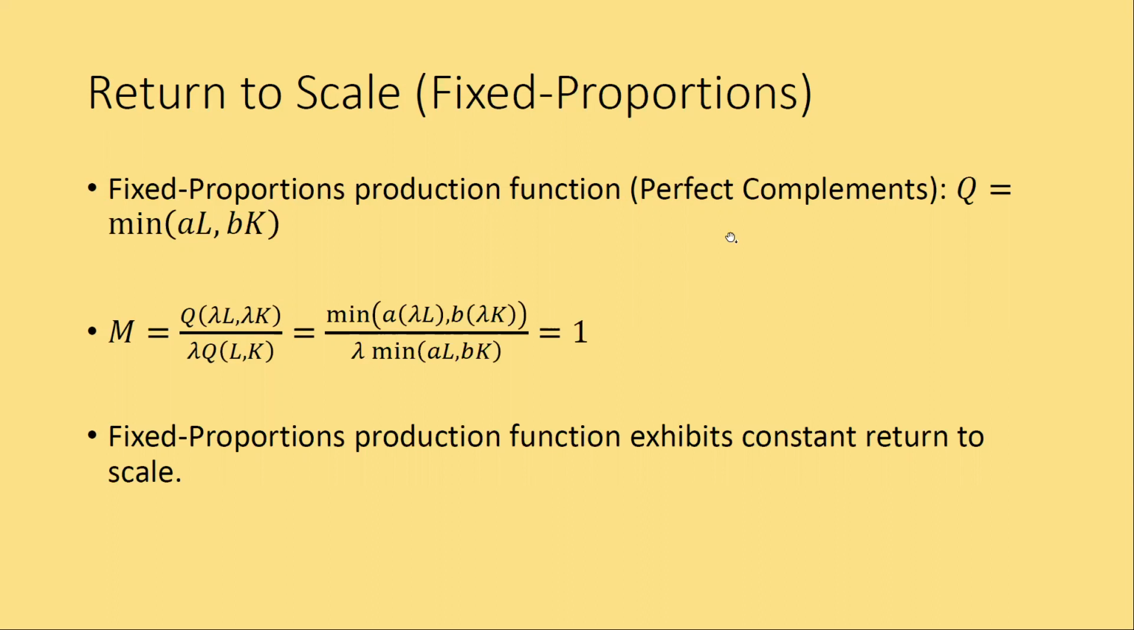Lastly, the fixed proportion production function also exhibits constant return to scale. Similarly, if we multiply both arguments by lambda, then the minimum of the two arguments will also be multiplied by lambda. And this ratio is exactly 1, all right? So the fixed proportion production function also exhibits constant return to scale.